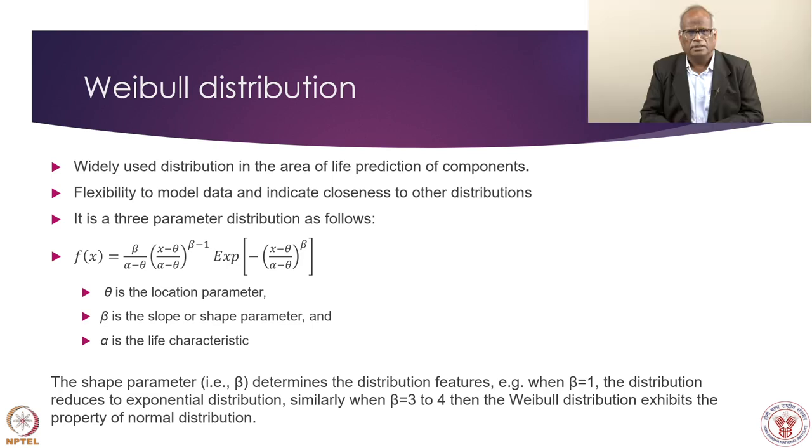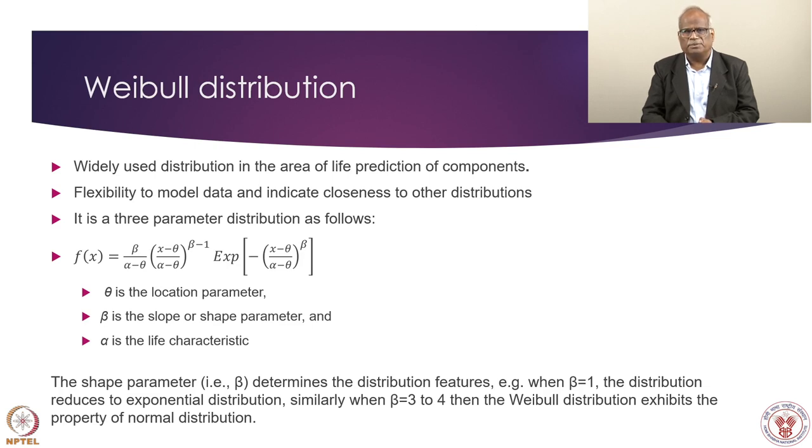minus theta. X is the parameter of the distribution: x minus theta, alpha minus theta, raised to power beta minus 1, exponential of minus x minus theta, alpha minus theta, raised to power beta. So one can see here, what is the role of theta? It is a location parameter, which tells from which region of the graph you are starting, or where the starting point is, from there the graph begins.